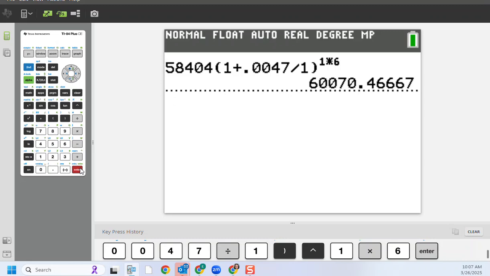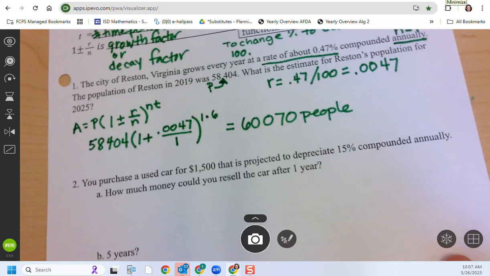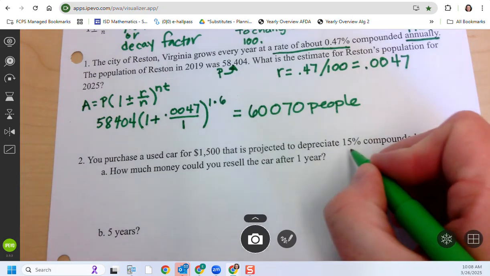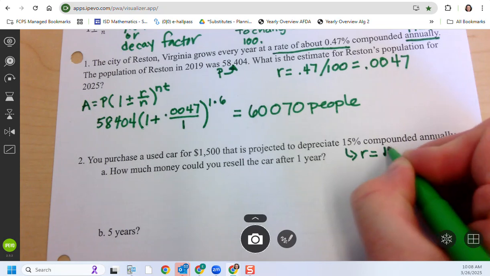All right, let's move on to the next problem. Now we're talking about money. You purchased a used car for $1,500 and it's projected to depreciate. What does depreciate mean? Decrease. Yeah, go down in value. All right, so it's going to depreciate 15%. So let's calculate your R based on 15%. It's going to be 15 divided by what? 100. Always 100. Percent means per 100. All right, get your decimal. Let's get 0.15.